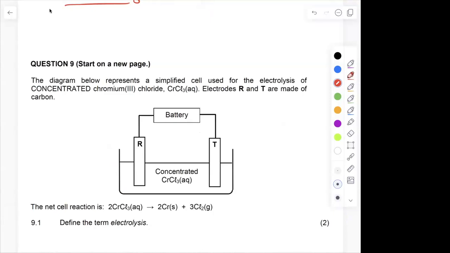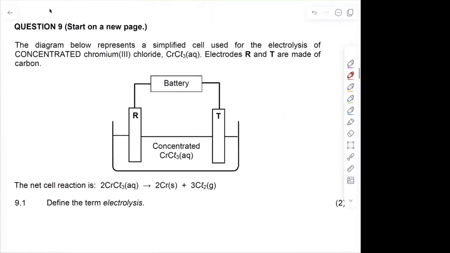All right, let's jump straight into it. So question 9 looks as follows. Question 9 says, the diagram below represents a simplified cell used for the electrolysis of concentrated chromium chloride, CrCl3. Electrodes R and T are made of carbon, okay? Then they give us the diagram. They show us what the diagram looks like in this case here. Then the first question, before the question, it says the net cell reaction is 2 chromium chloride becomes 2 chromium and 3 chlorines. Define the term electrolysis.